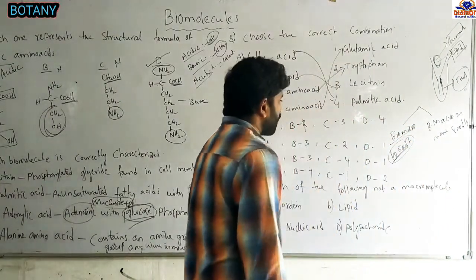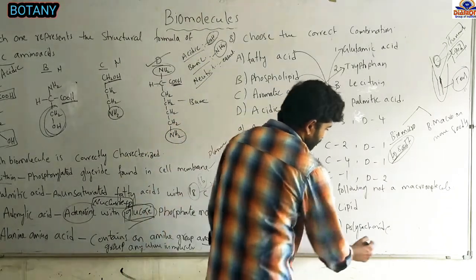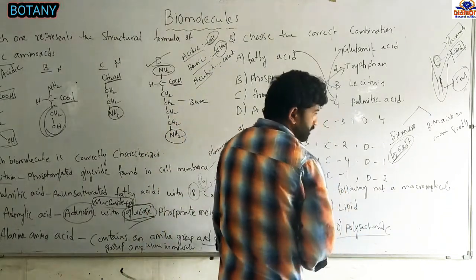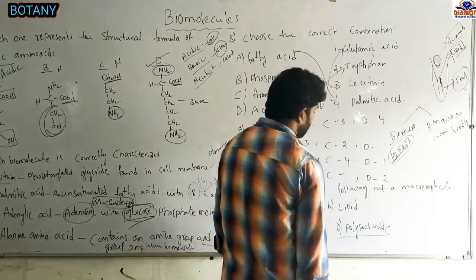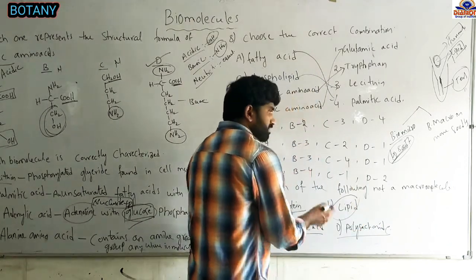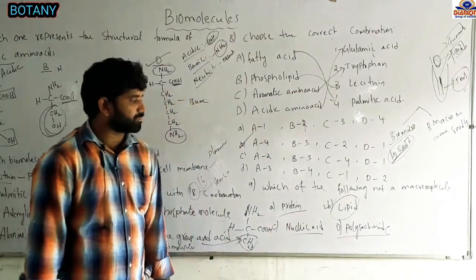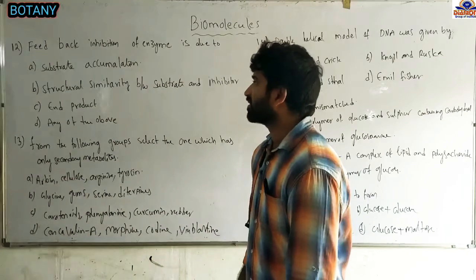So, which of the following is not considered a macromolecule? Proteins, nucleic acids, and polysaccharides are the macromolecules. They have more than 800 Daltons weight. But lipids are micromolecules only, though they are available in the funnel. Answer is D. Next question.